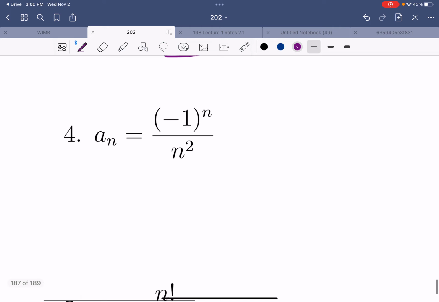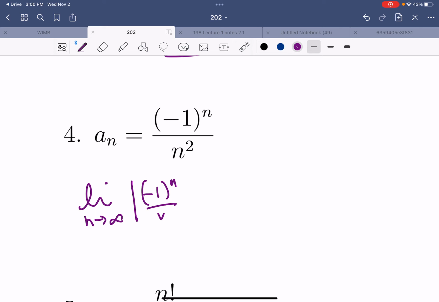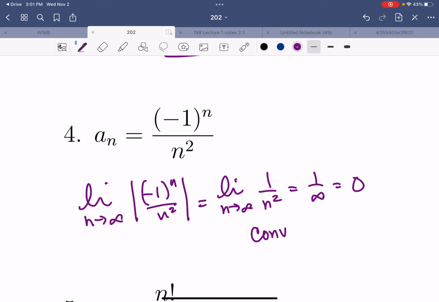And then lastly, on this one, we can look at the absolute value. We can use that rule that we have above. That just means I can take away the part that changes the sign. So that's just the limit as n goes to infinity of 1 over n squared. And that's 1 over infinity, which is 0. So this one converges as well.